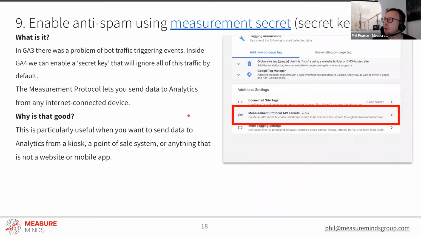The other one, which was a common problem with GA3, was spam and non-human activity. So Google have potentially given you the option of ruling that out by creating a measurement secret. This is a bit like a secret key. If you generate that key, which is a bit like a random number, and add that into GTM with all of your hits or tags that are being sent, then you basically mean that you're not going to get any spam traffic. So great, they've solved that problem, and as part of your GA4 migration, you should turn on this feature to improve data accuracy.